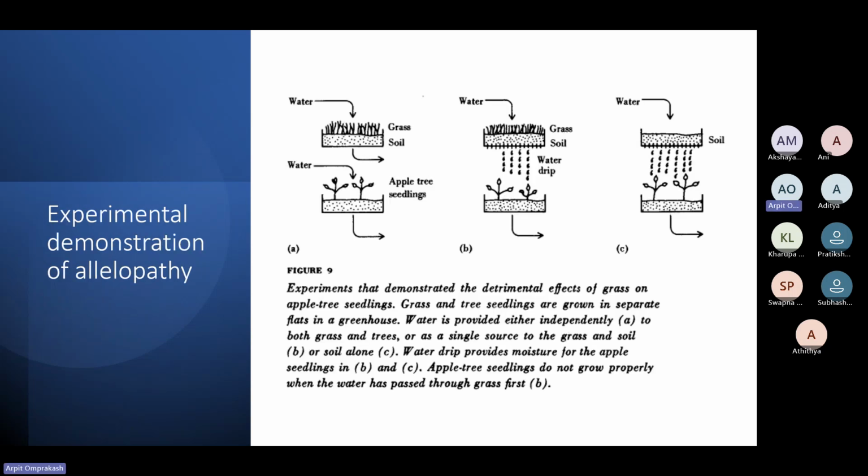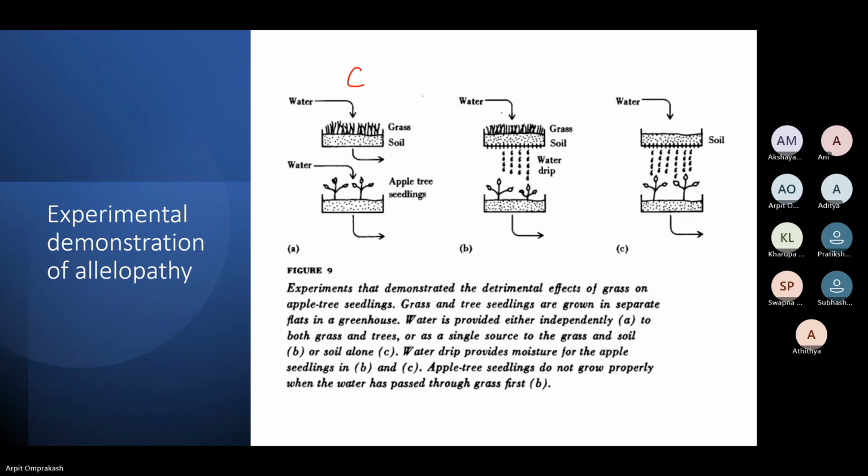Next, I talked about how we can experimentally demonstrate allelopathy for grass. There's an experiment that shows that grass has a detrimental effect on the growth of apple tree seedlings. They have an experimental setup with a pot, and below that another pot. In the first pot there is grass, and in the second pot there is an apple tree. This is the normal case, called the control. Here we are growing grass separately and apple separately, nothing is interacting with anything, and we are just seeing what happens.